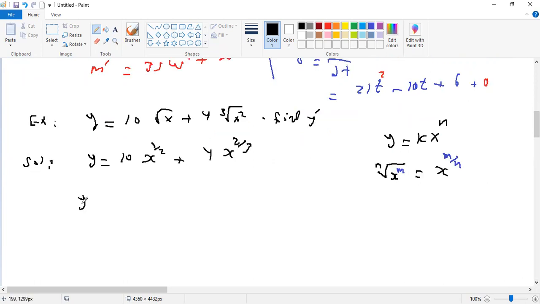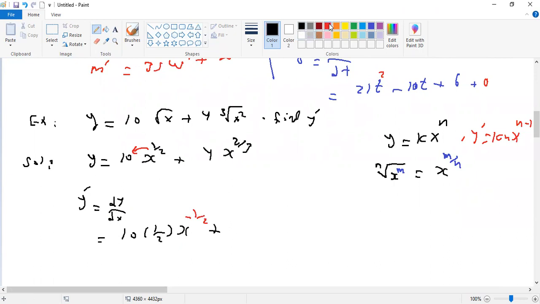Now the derivative, y prime, or if you want to write it dy/dx, it is up to you. Half times 10. By the rule, if y equals kx^n, then y prime equals n times k, times x to the power n minus 1. So half times 10 is 5, and half minus 1 is negative half. Plus 4.